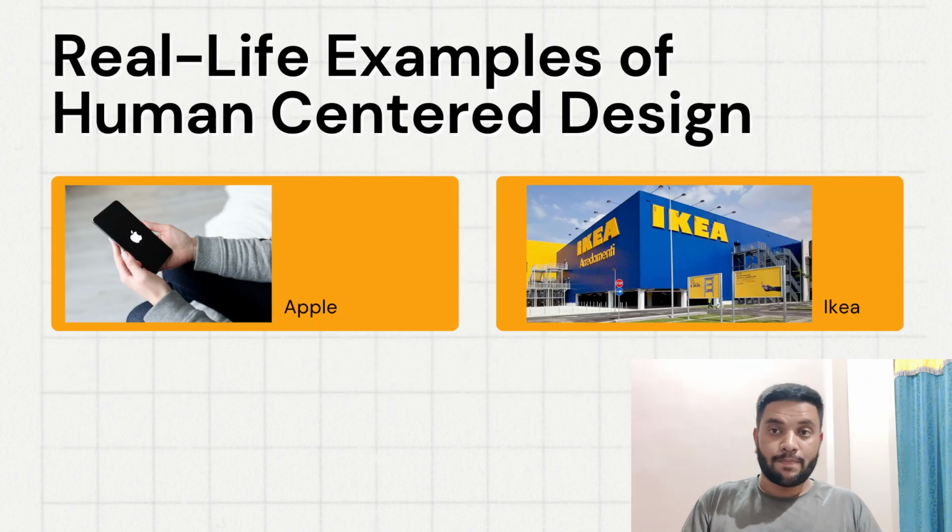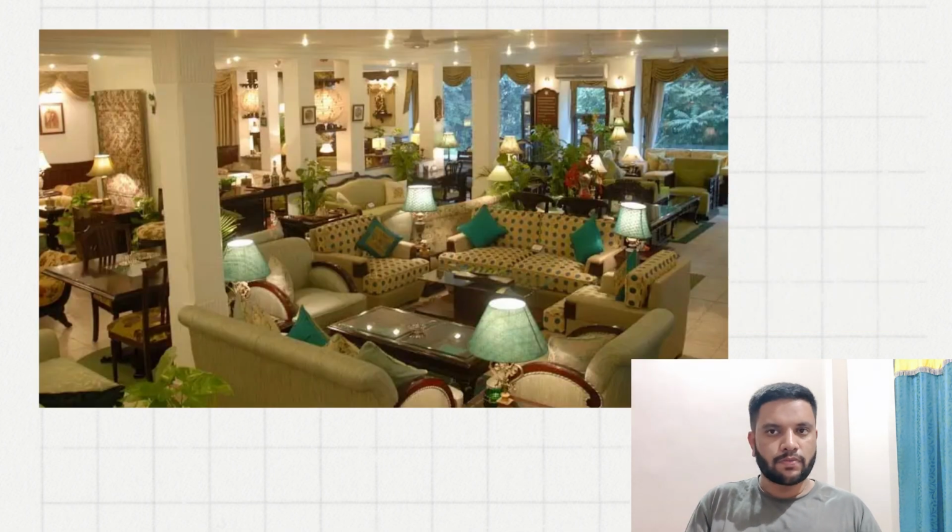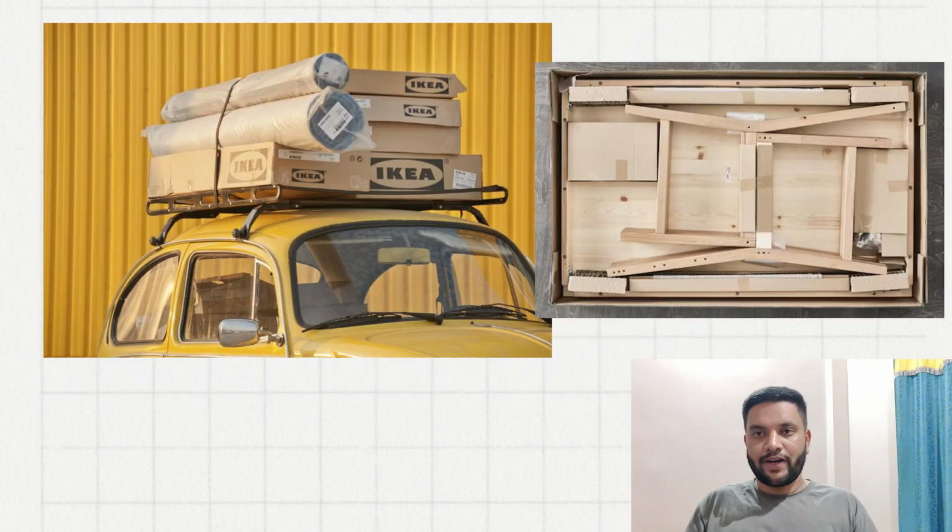The second good example of human-centered design is IKEA. IKEA is a good example because of its affordability. The normal pre-made furniture which we purchase from the local market or local shops is a little bit more expensive than the furniture which we purchase from IKEA. This is happening because of the one innovation and one idea which IKEA came up with. I'm sure that everyone knows it already. It's their flat pack furniture.